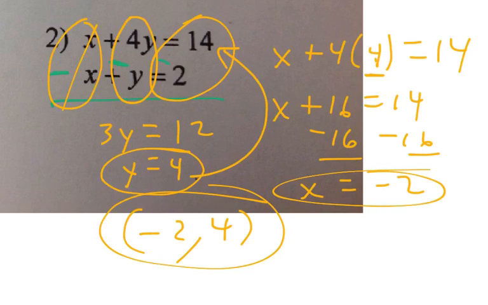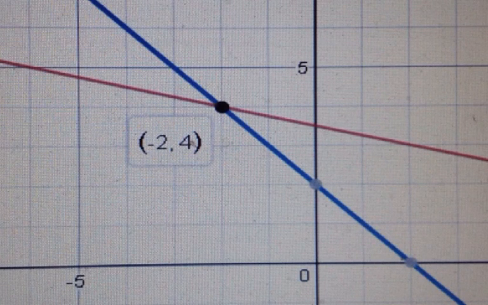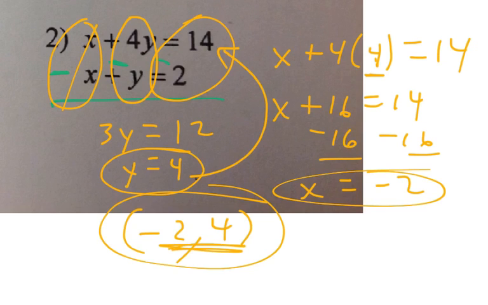Pause the video if you need to. But notice, if we look at the graph, guys, the two lines cross right there at negative 2, 4, don't they? Again, that's exactly what we got there, negative 2, 4. Okay? All right, one more. Here we go.